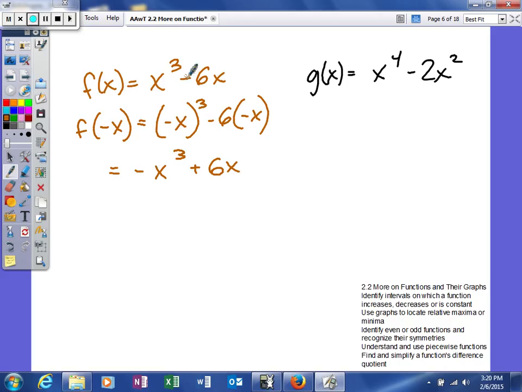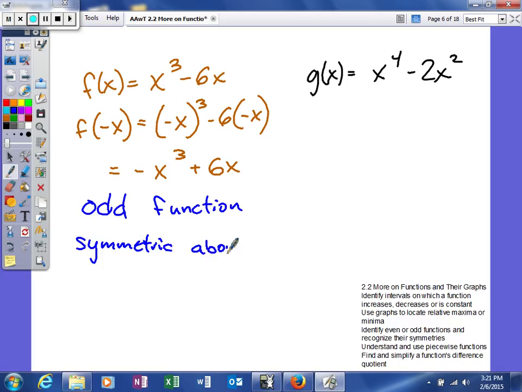And as you can see, if you took this right here and you distributed a negative, or took the opposite of the polynomial, you would get this. So therefore our function is said to be odd, since it's the opposite of the original when we plug in negative x. This is an odd function. And graphically, what this means is this is going to be symmetric about the origin.